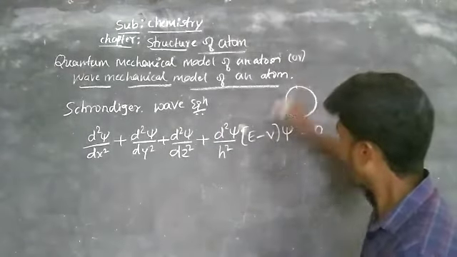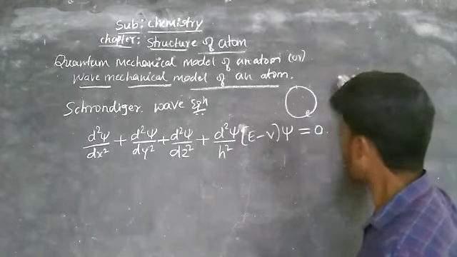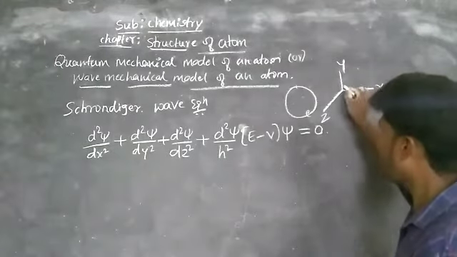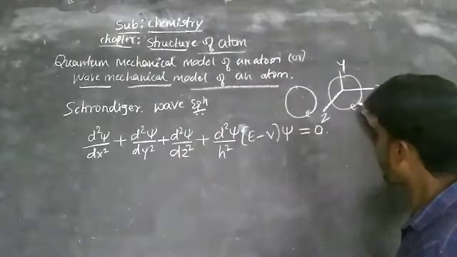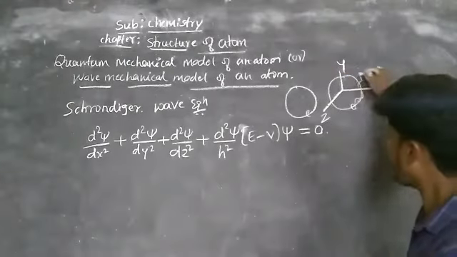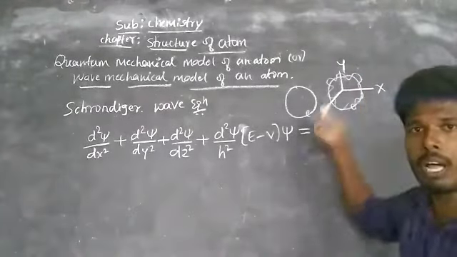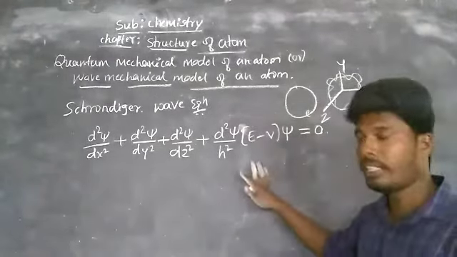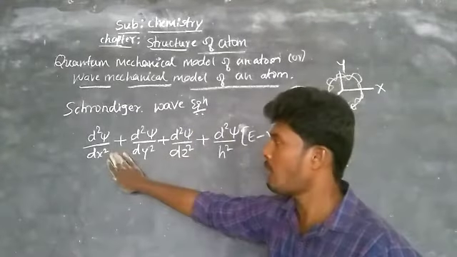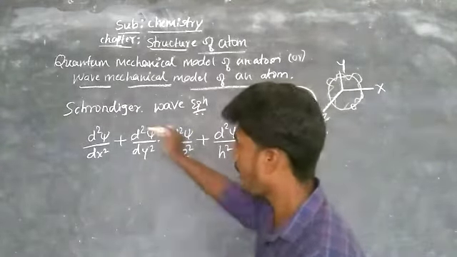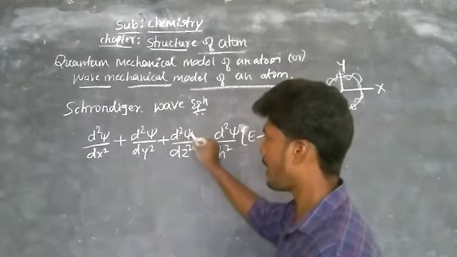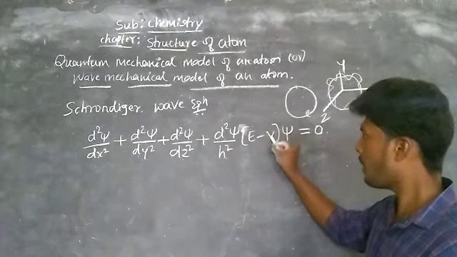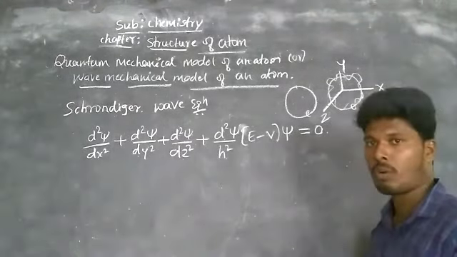In an orbital, electrons keep moving three-dimensionally. Three dimension means that you take three axes: one is the x axis, another is the y axis and the z axis. Electrons move in all axes, the x axis, y axis and z axis. For that Schrödinger gave a wave equation: d square psi by dx square, d square psi by dy square, d square psi by dz square plus d square psi by h square into E minus V of psi is equal to 0. This is the Schrödinger wave equation.